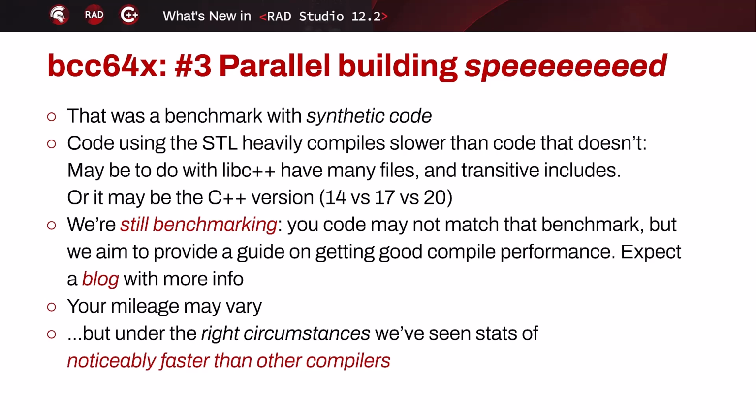Now, we are still benchmarking. That was synthetic generated code, and we found while I was writing this presentation that code using the STL was slower. And that may be to do with libc++ having many individual files and what are called transitive includes, which is where you include something that includes something that includes something. Or other indications are that it depends on the C++ version you target, especially when comparing against different toolchains.